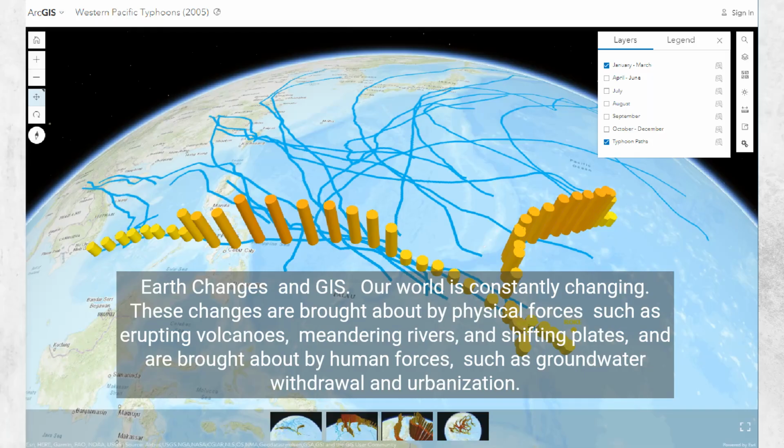Earth changes and GIS. Our world is constantly changing. These changes are brought about by physical forces, such as erupting volcanoes, meandering rivers, and shifting plates, and are brought about by human forces, such as groundwater withdrawal and urbanization.